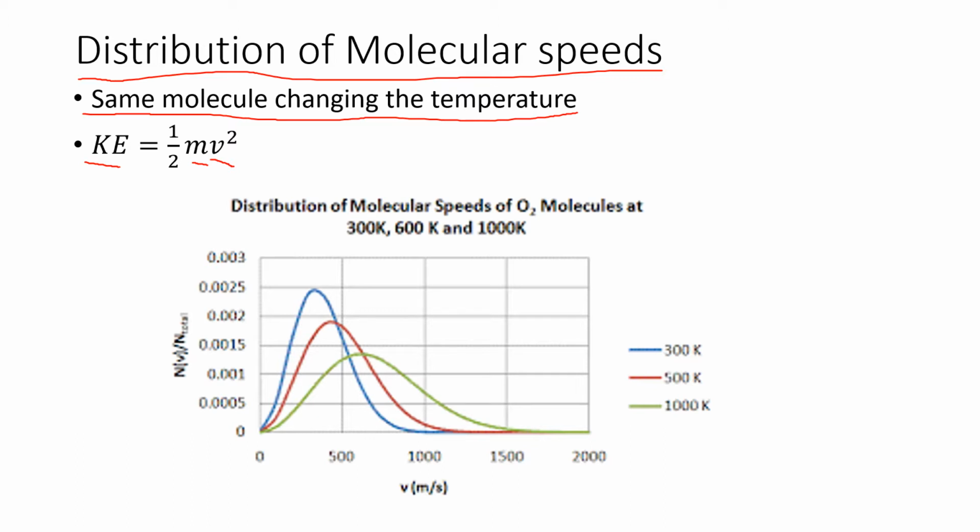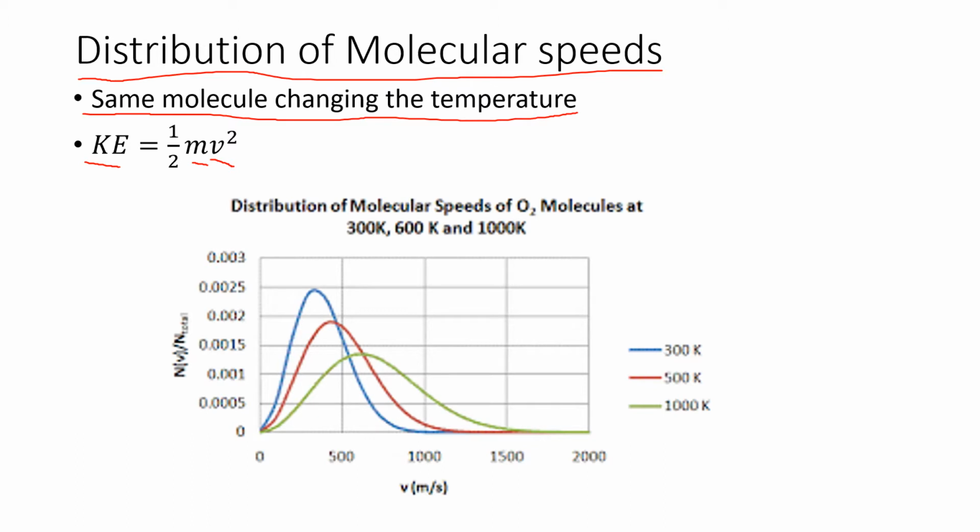And how's that going to be displayed? Well, we can't change the equation. We can't change the mass. We're dealing with the same molecules. So we're going to see an increase in velocity. And this plot shows that. What this plot on the bottom shows is the distribution of molecular speeds of oxygen molecules at three different temperatures: 300 Kelvin, 600 Kelvin, and 1000 Kelvin.